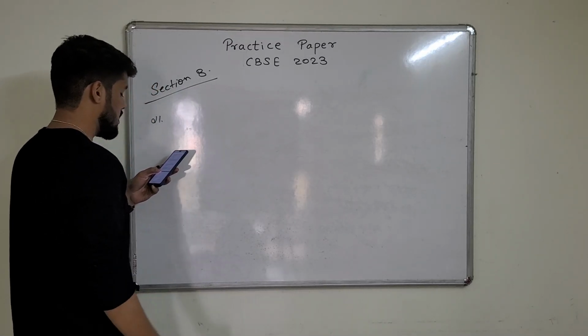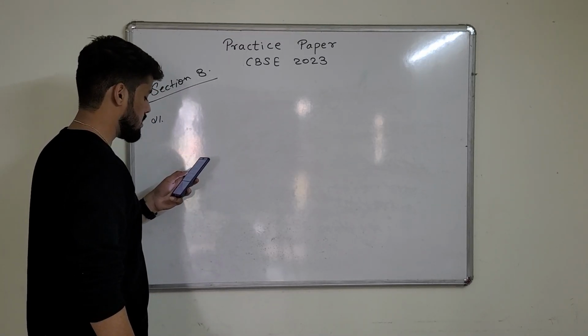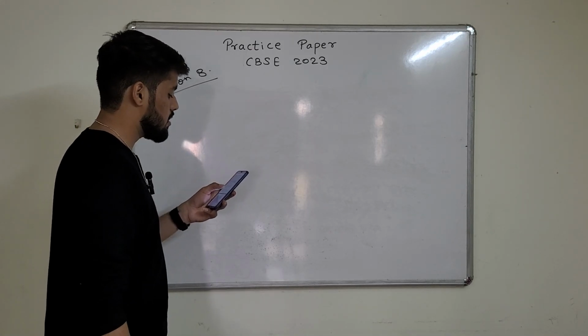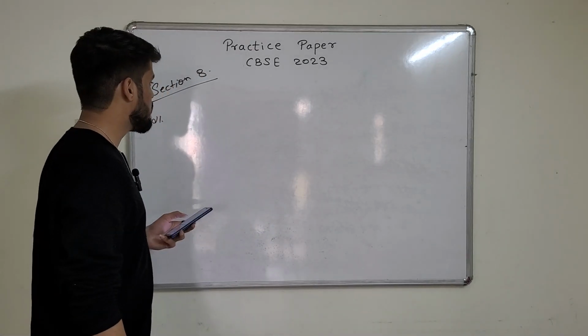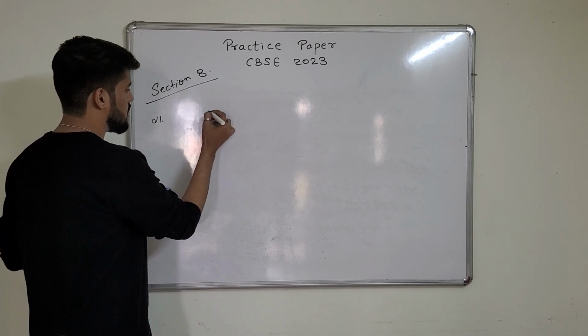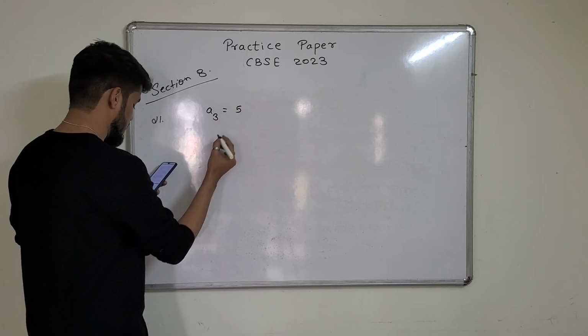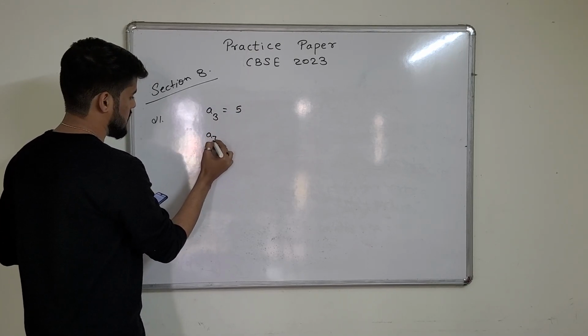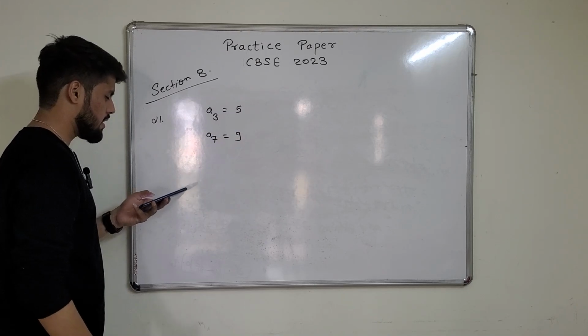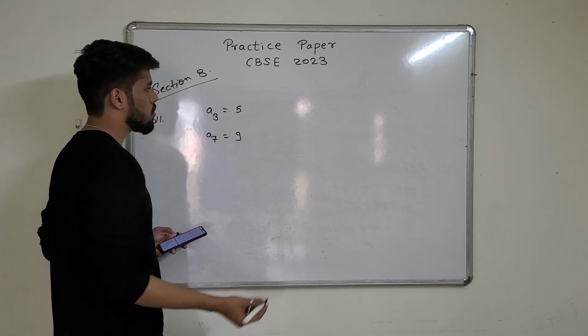21st question. Determine the AP whose third term is 5 and seventh term is 9. Okay, so we need to find the AP whose third term, that is A3, is given as 5, and the seventh term, that is A7, is 9. Okay, very simple question. You again know the formula, right?